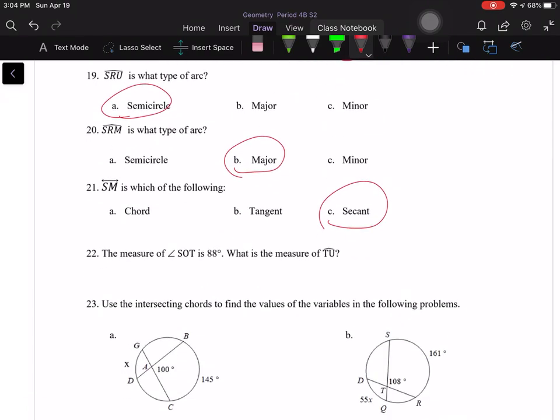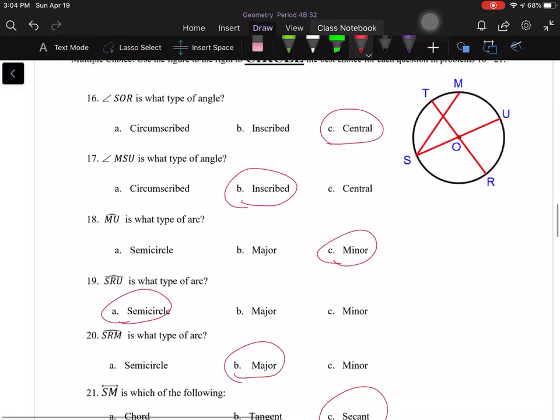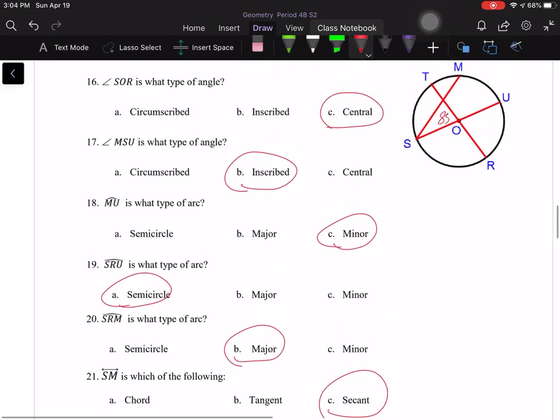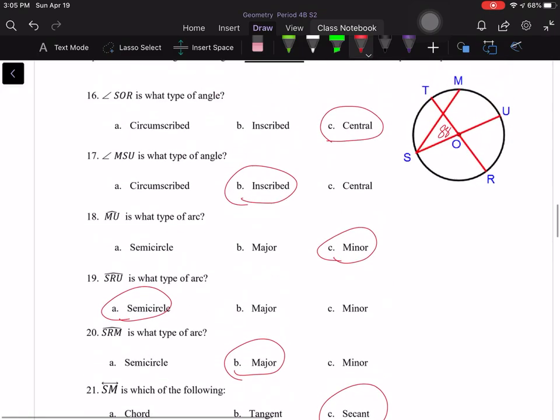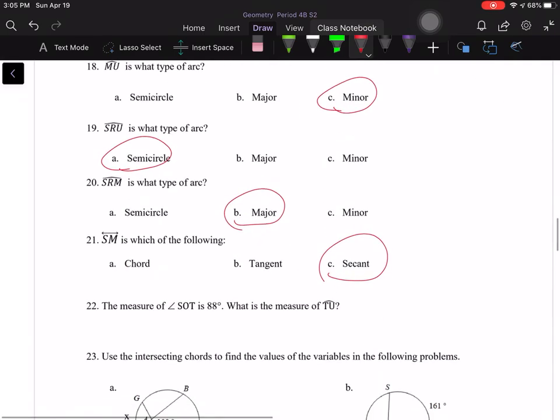All right, 22, the measure of SOT is 88 degrees. Find the measure of arc TU. So SOT is 88. Find the measure of TU. So if the angle is 88, then the arc is 88. So I can figure out this one because 180 minus 88. So that's going to be 92 degrees.